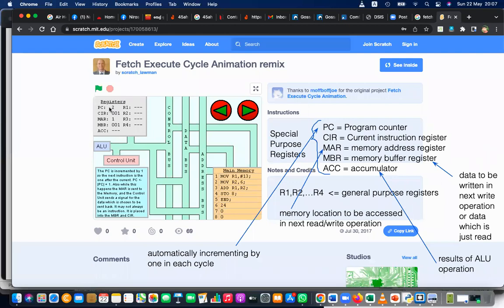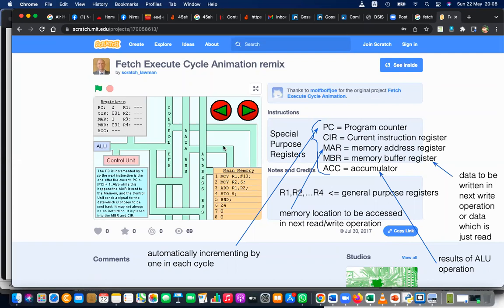PC is copied to MAR. Then MAR is the next location to be accessed, that is location number 1. So the address bus goes and searches whether there is such an address. Yes, there is. Then the control bus needs to give the command: hey, read from that location. So it is read.